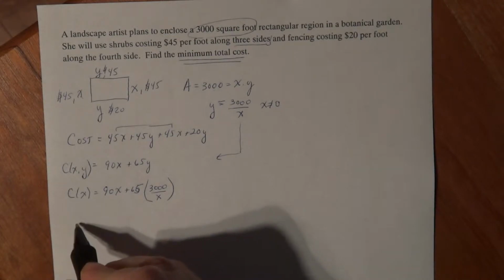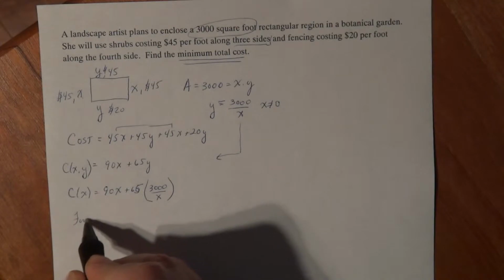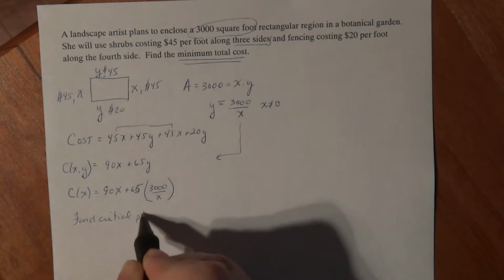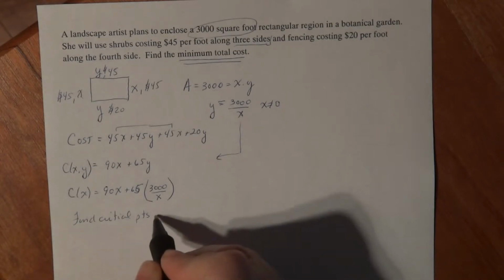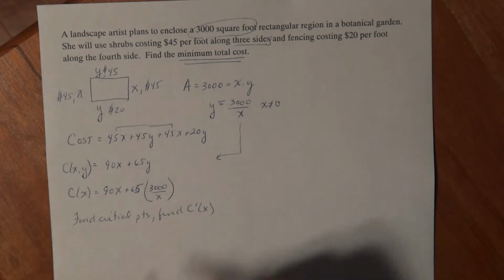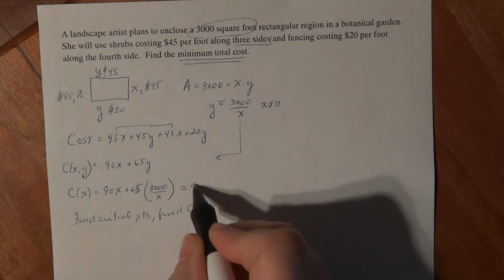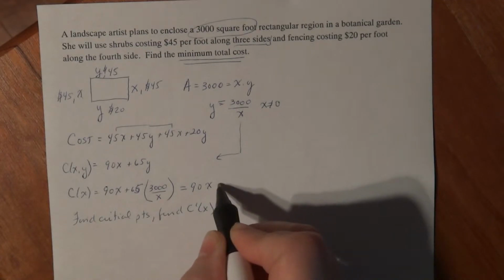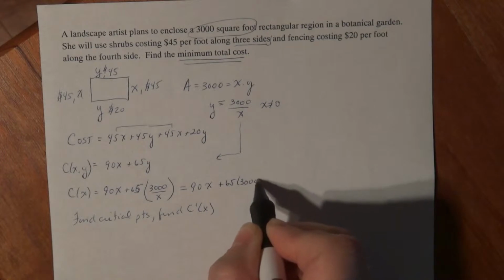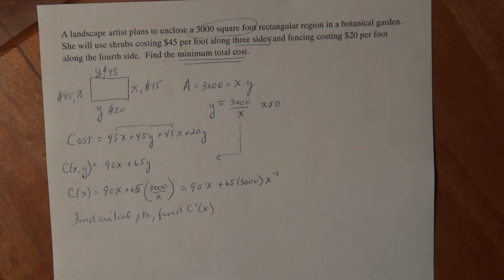So in order to optimize a function, I have to find critical points. And to find critical points, we always have to have the derivative. Find the derivative of the function we're trying to optimize. Before I do that, I'm going to rewrite this with a power function instead of a ratio, because it's just easier to take the derivative of.